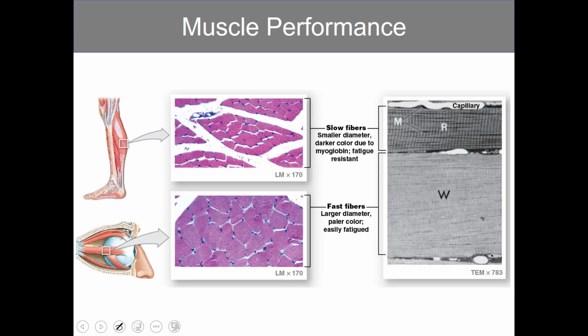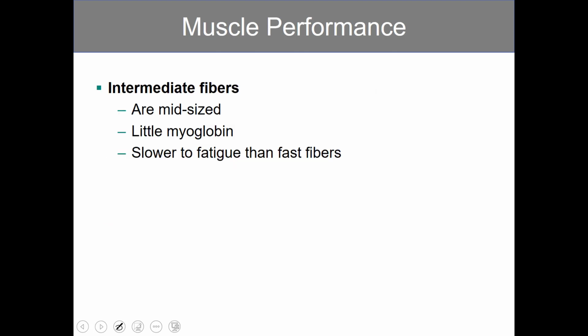Here we see some differences in slow and fast fibers, and really the only thing you could make out would be the size. Fast fibers are a lot larger, while slow fibers tend to be smaller. Intermediate fibers are intermediate. They have a little myoglobin. They're slower to fatigue than fast fibers, but not so much compared to the slow. So they're intermediate.